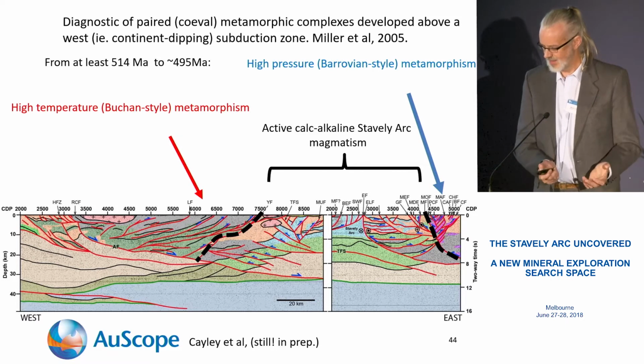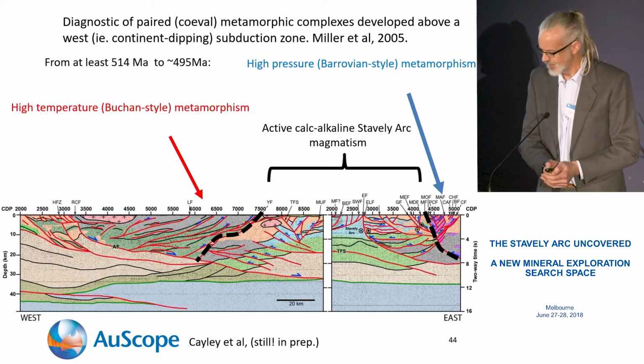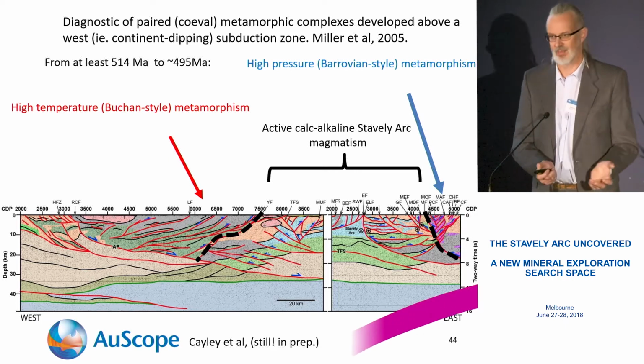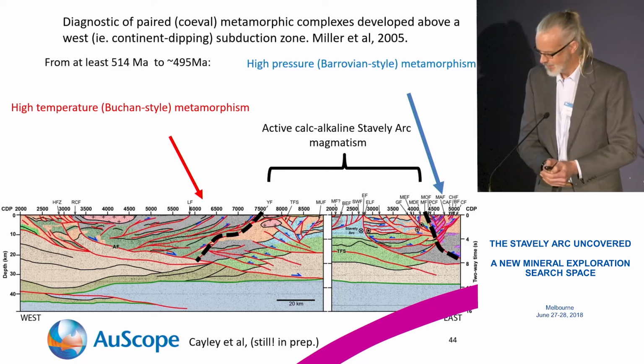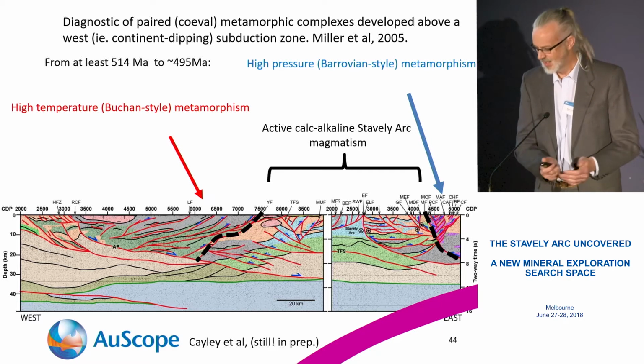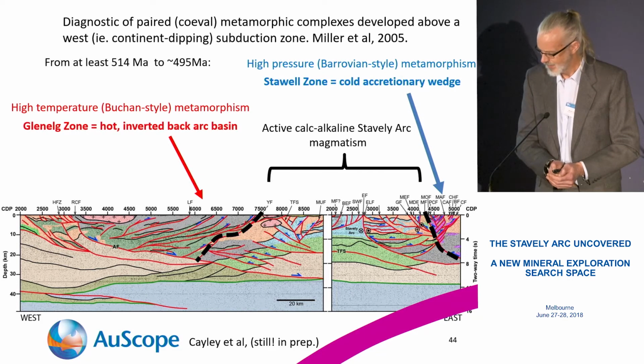And this is kind of diagnostic of a paired metamorphic complex, and this is something John Miller pointed out in 2005. So it looks like this would all be consistent with the subduction zone going down the chute throughout that entire period, from 514 to 495. So at least sort of 15, maybe 20 million years.